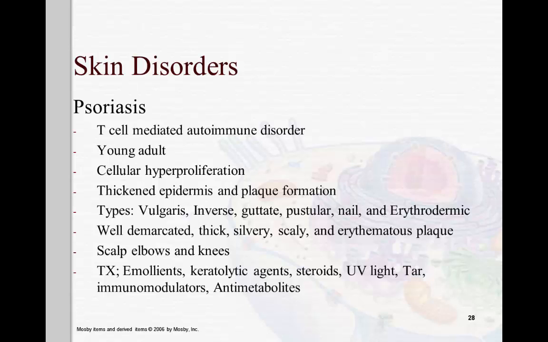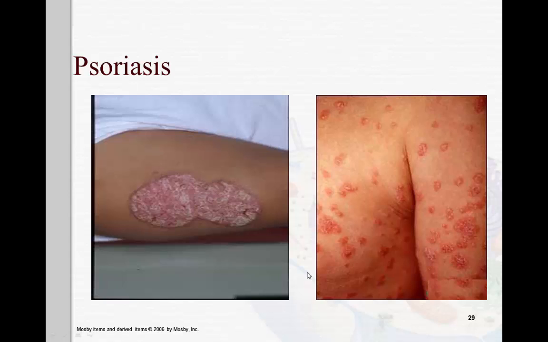But the one we're talking about is plaque psoriasis or psoriasis vulgaris. You treat it with emollients, steroids, UV light, and immunomodulators, but that's a topic of discussion for pharmacology. This is the plaque that is covered with a silver scale. This is psoriasis guttata, which is more generalized.